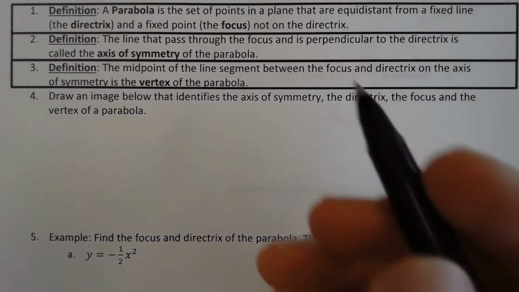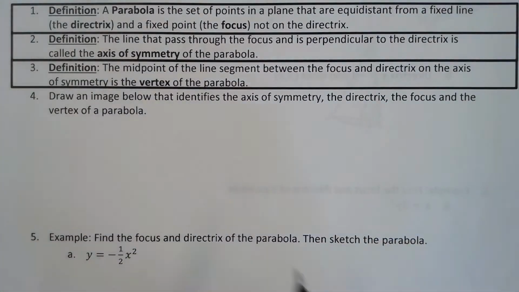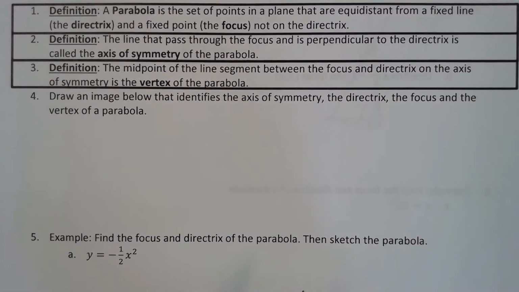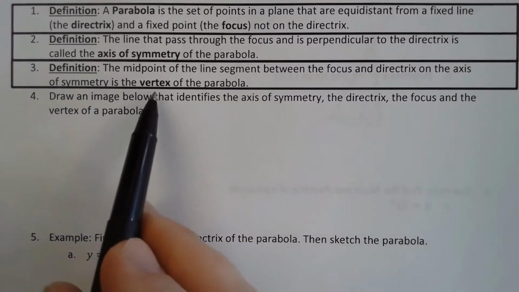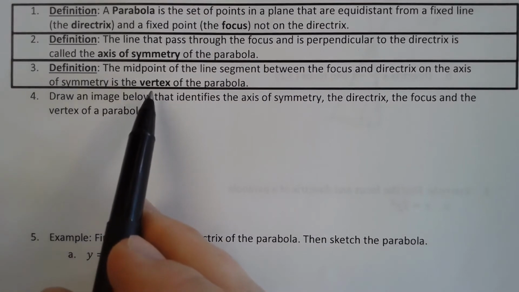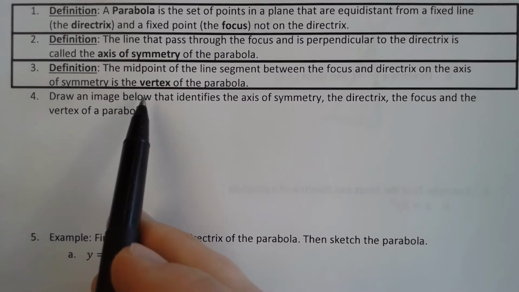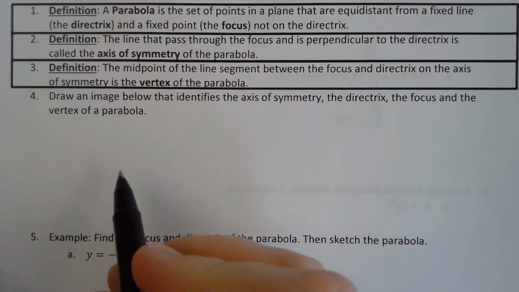There are a couple of other things that we want to define. We want to define the axis of symmetry. It's a line that passes through the focus as well as the vertex, and it is perpendicular to the directrix. And then we have the vertex. I should have probably done that first, but that's the midpoint of the line segment between the directrix and the focus. So let's go ahead and draw all of these little pieces.